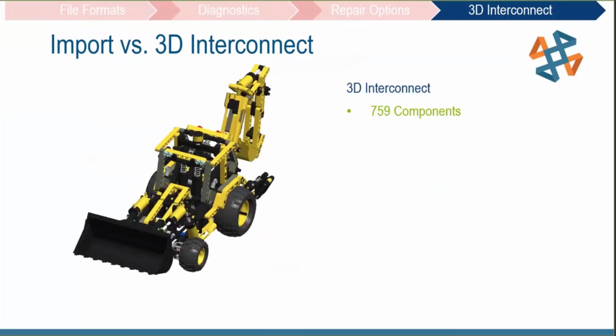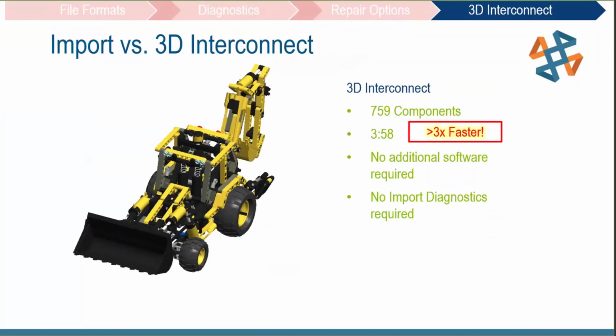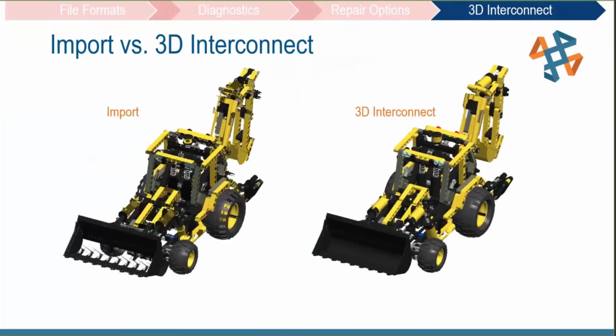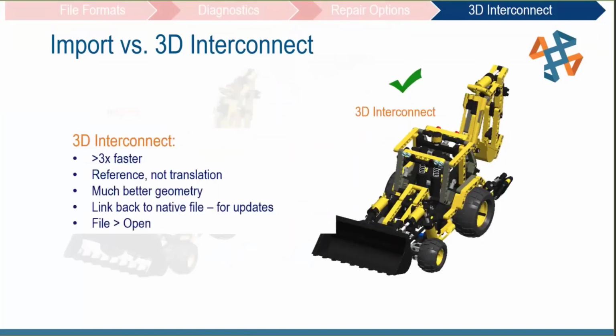So now 3D Interconnect, still the same number of parts, much faster to open. No additional software required, right? It's just an option when you're bringing things into SolidWorks. I don't need to run import diagnostics because it is powerful and does some healing automatically. And it keeps that link as one of its great characteristics. Anything changes in that file, the Inventor file in this case, maybe they changed the bolt pattern of one of the rims, that would be updated here. So in our comparison, the 3D Interconnect version is definitely better.